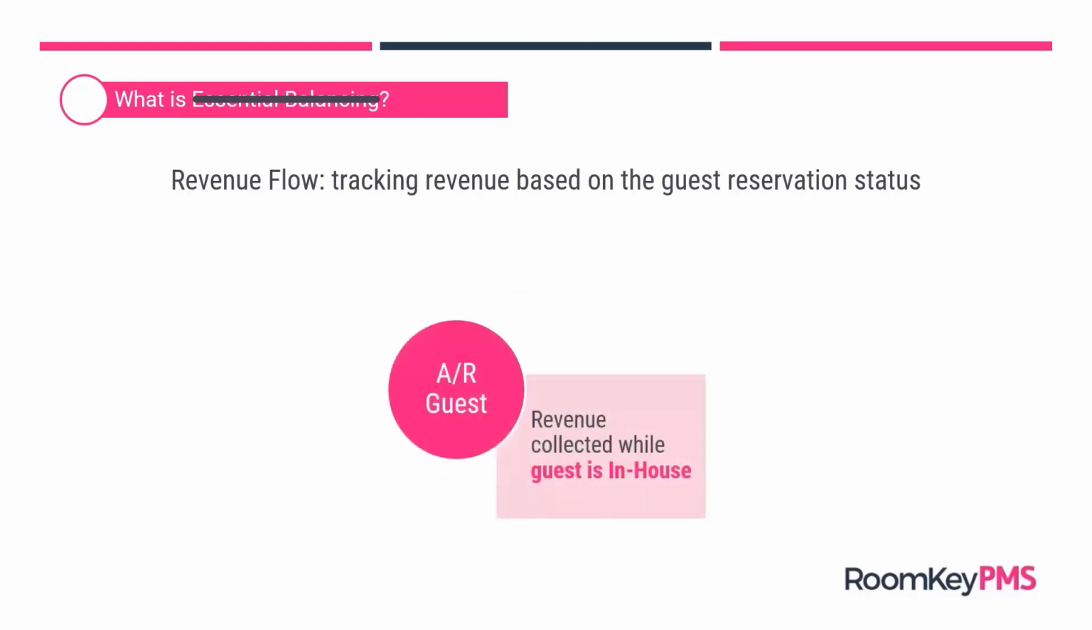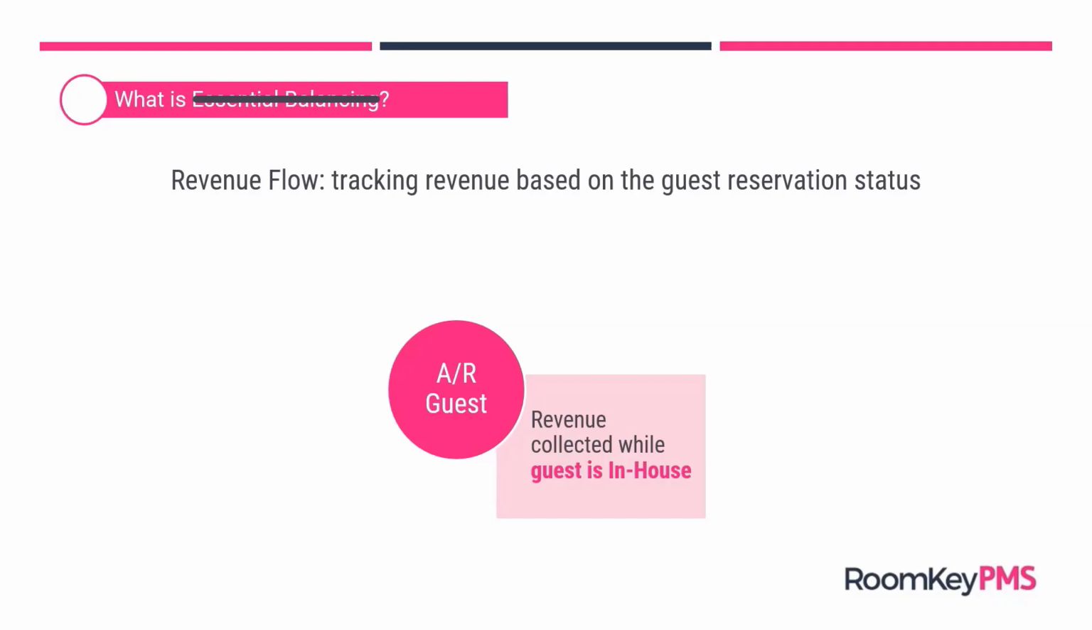So the first one is the AR guest account. And this is where revenue is collected while the guest is in-house. So when you post a room charge, it appears as a debit in the AR guest account. If you take payment for that room charge while the guest is in-house, that appears as a credit in the AR guest account. Now, this may be renamed in your database. It may be called guest or guest ledger or some variation of that, or a numerical code.